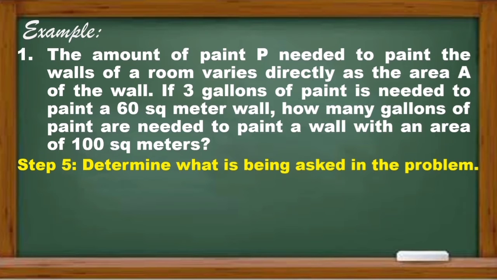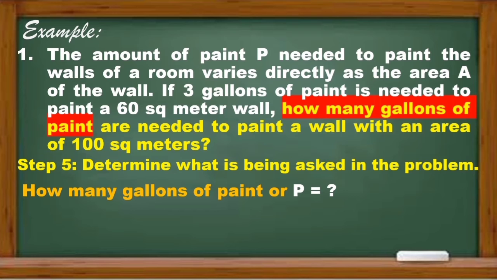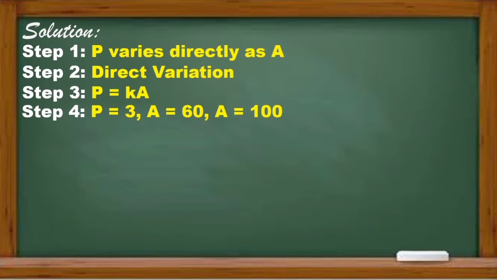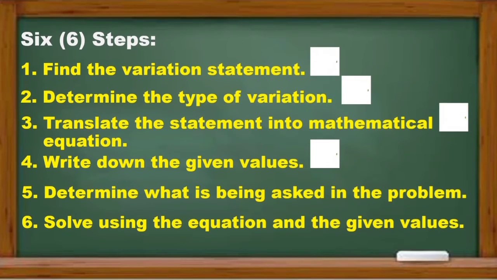Step 5. Determine what is being asked in the problem. In this case, you are asked to find how many gallons of paint, or find the value of P. Step 5 is done. Let's go for the last step.